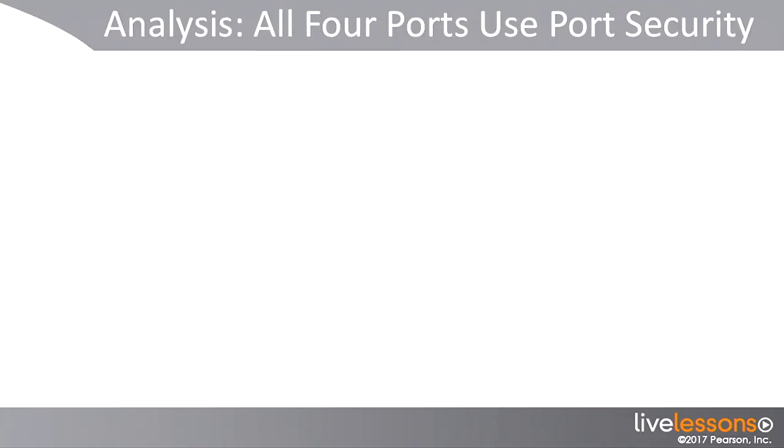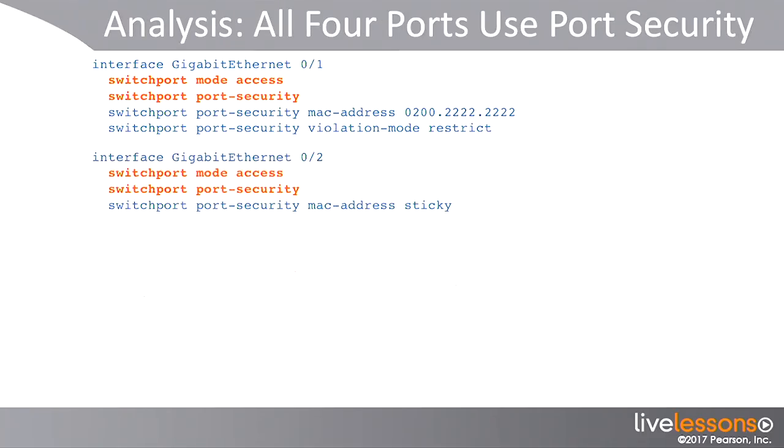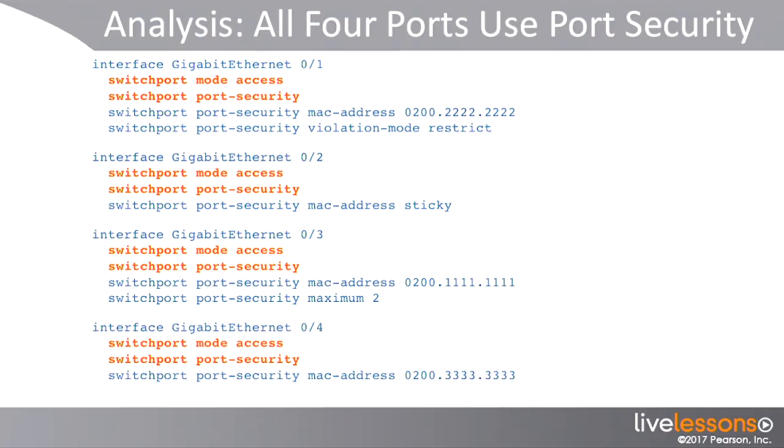So let's take a look at the details. First off, all 4 interfaces have port security configuration in the first 2 subcommands that enables port security on the interface. Those lines are highlighted. So each of the 4 interfaces have the commands switchport mode access and switchport port-security. Switchport mode access is important because for port security to be enabled, the port must be statically configured either as an access port or a trunk port.